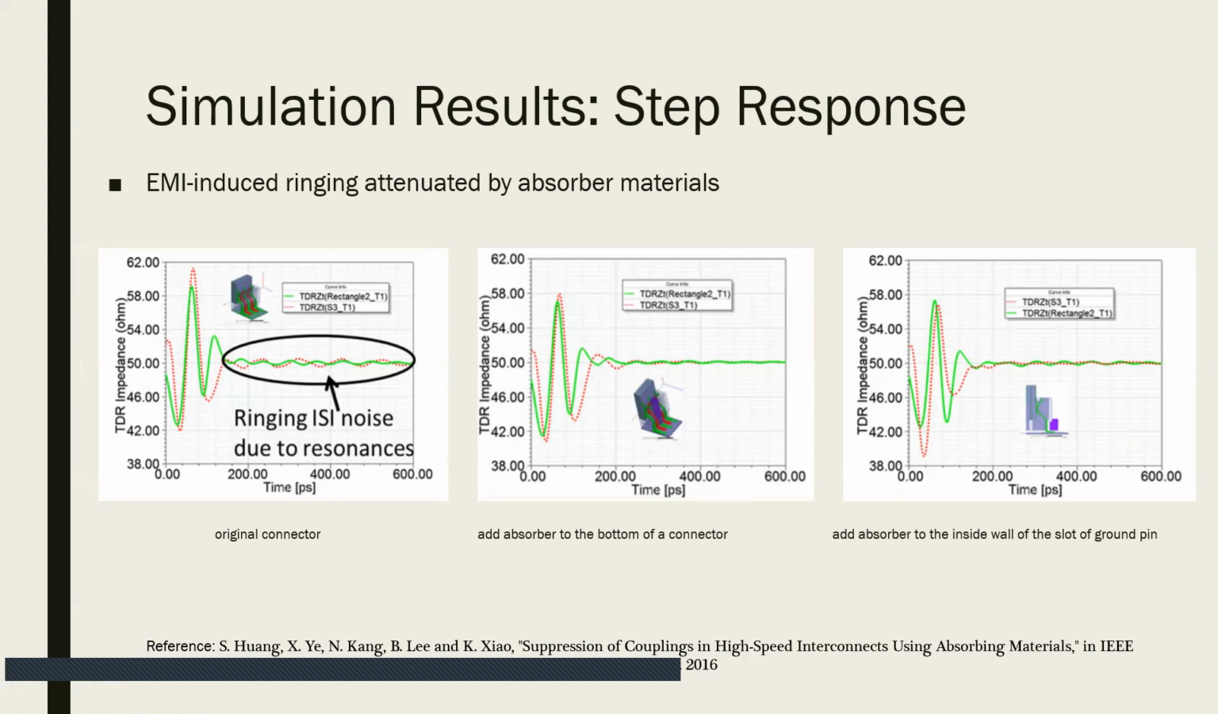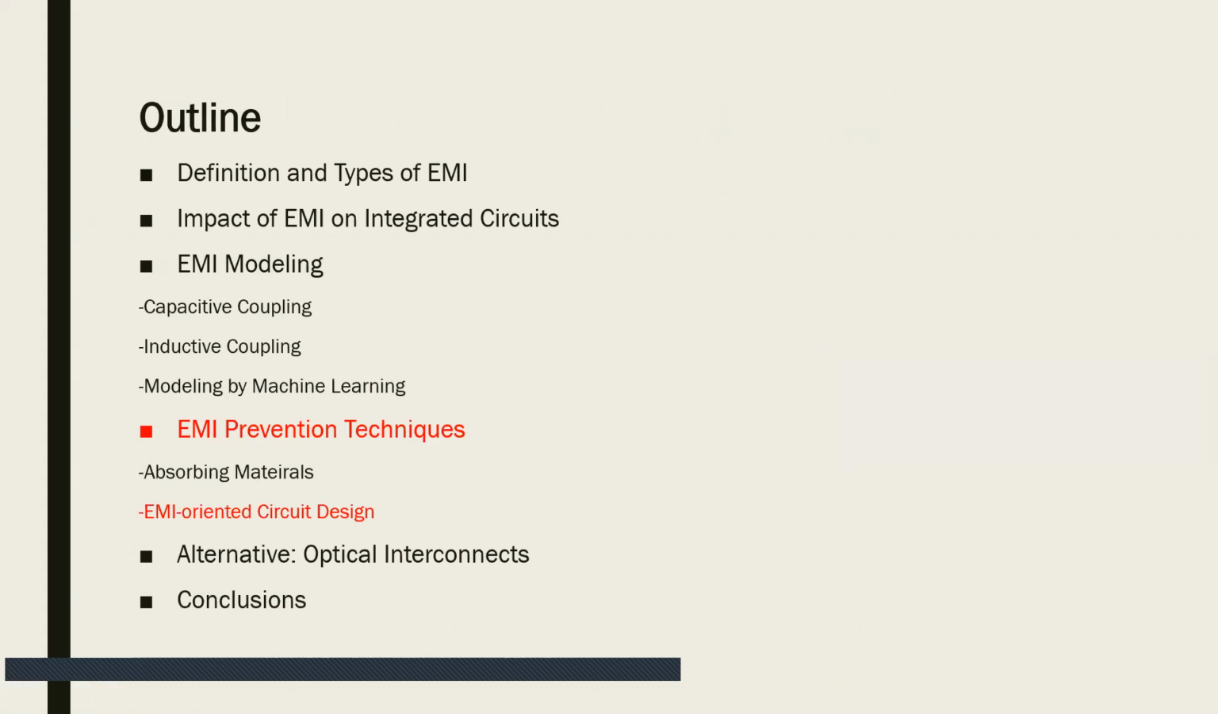Similarly, for a step response, with the original connector, the ringing, intersymbol interference and noise are causing the signal to oscillate. And then by adding the absorbers, we can see that the step response after a certain time goes much more stable than without the shield or without the absorbing materials.